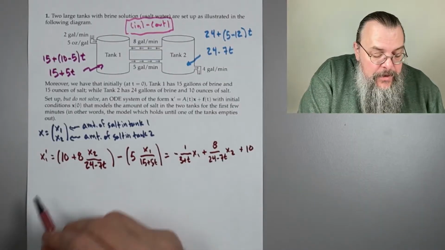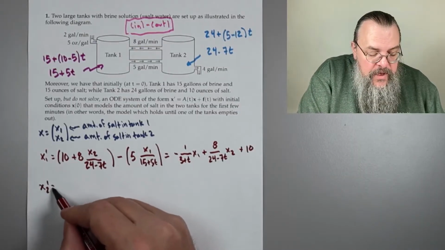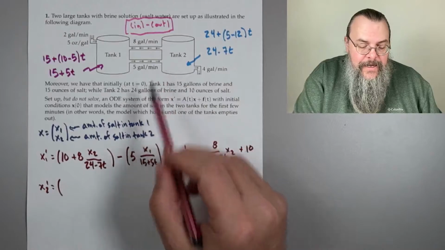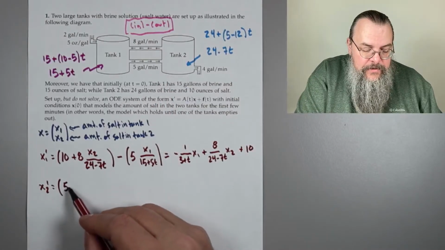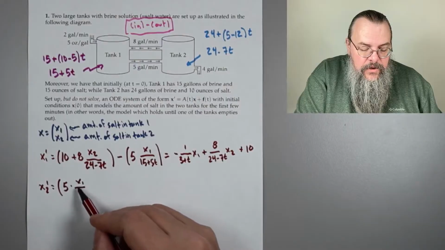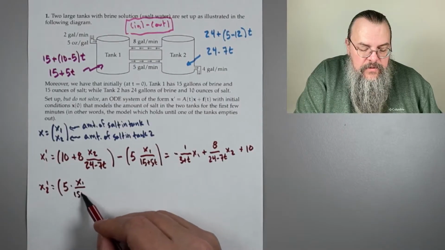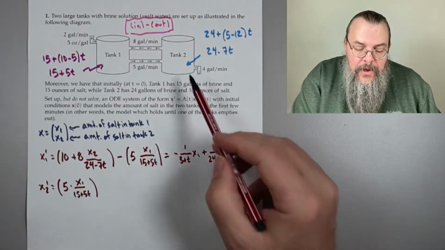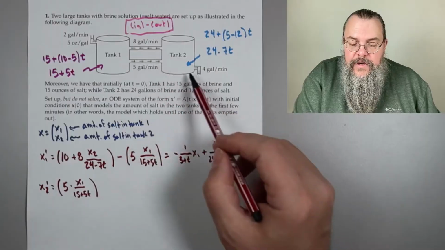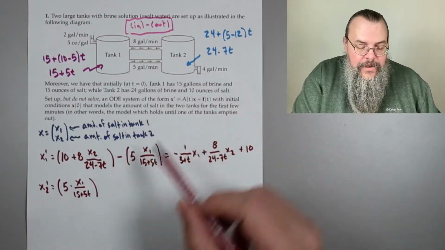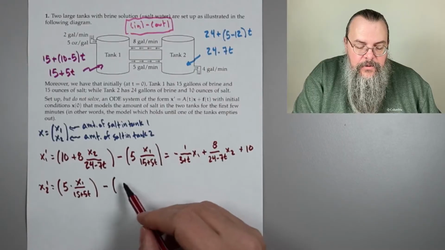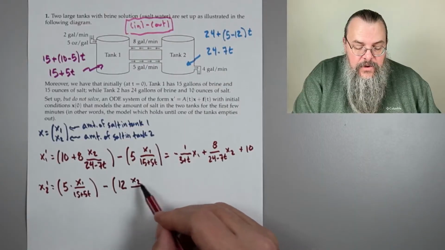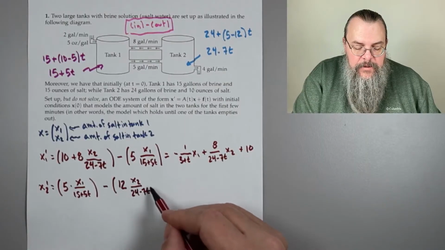x2. Okay, similar process, x2 prime. Okay, in. Well, there's only one in. It's right here. And how does that work? Well, our rate is 5. Our concentration, x1, over 15 plus 5t. And that's it. That's the only in. What about out? Well, we have two sources of outflow. They're 8 and the 4. So combined, our flow rate out is 12. Our concentration, x2 over 24 minus 7t.